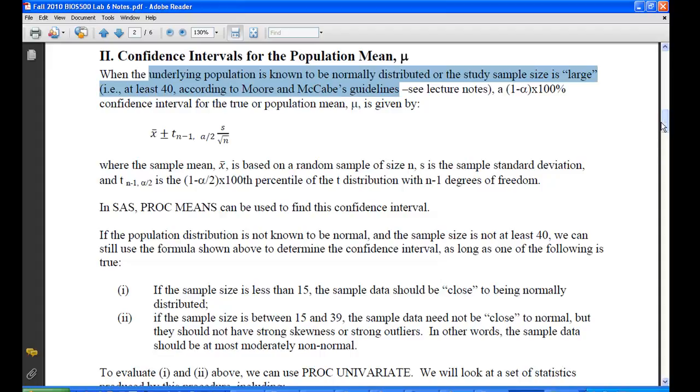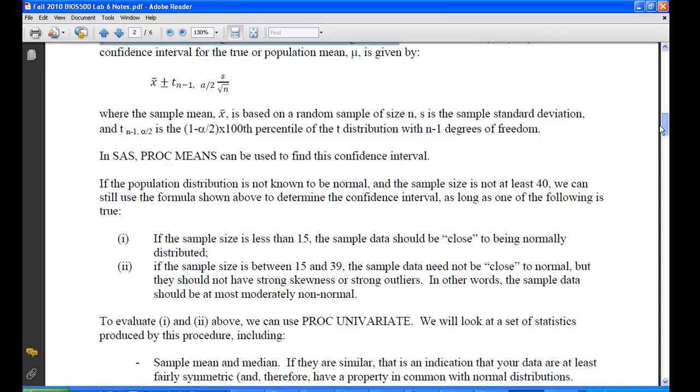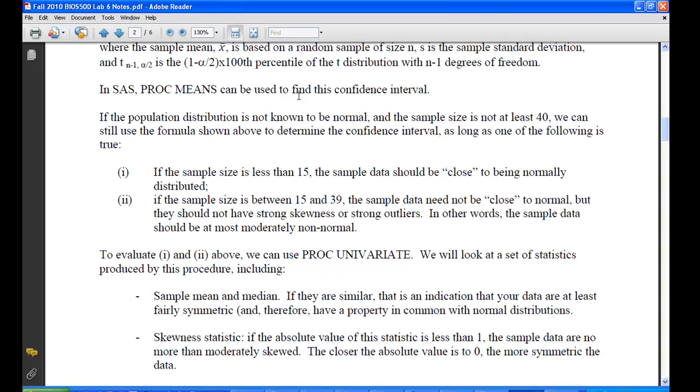If the sample size is less than 40, then actually what you're going to need to do is evaluate the other parts of Moore-McCabe guidelines. They tell us that if the sample size is less than 15, you better take a close look at that sample and make sure that the sample data look like they're close to being normally distributed.